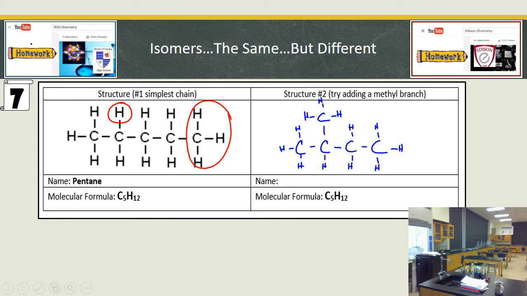I know why it's animated. Seeing me draw, it's one thing, but it's kind of boring, right? All right, so then I have 5 carbons, and I have 12 hydrogens.